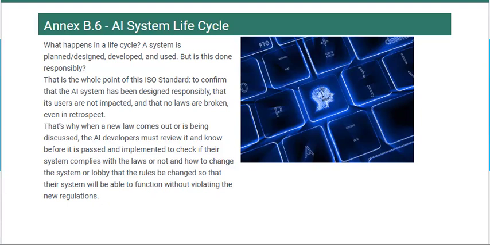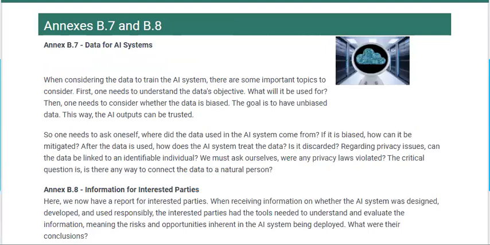Annex B.7 Data for AI Systems. When considering the data to train the AI system, there are some important topics to consider. First, one needs to understand the data's objective. What will it be used for? Then, one needs to consider whether the data is biased. The goal is to have unbiased data. This way, the AI outputs can be trusted.